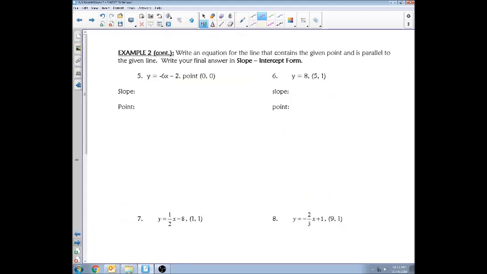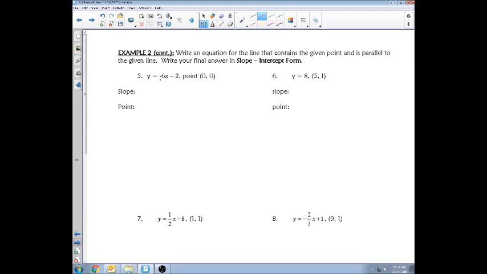Example 2. Write an equation for the line that contains the given point and is parallel to the given line. Write your final answer in slope-intercept form. Well, because I'm going to have a point and a slope, I'm originally going to have to write this in point-slope form and then have to turn it into slope-intercept form. Okay? It's not that hard of a process. I just have to solve for y at the end.